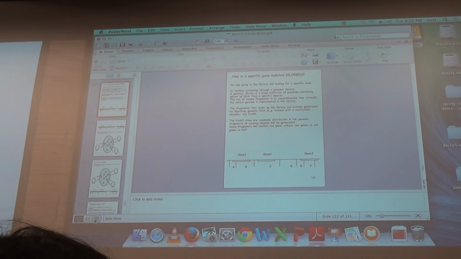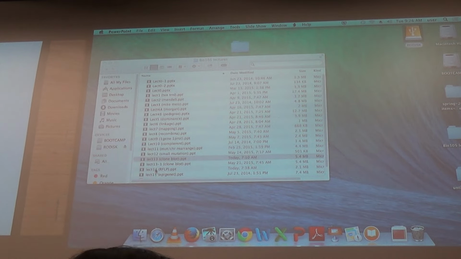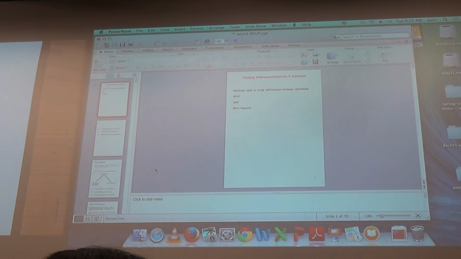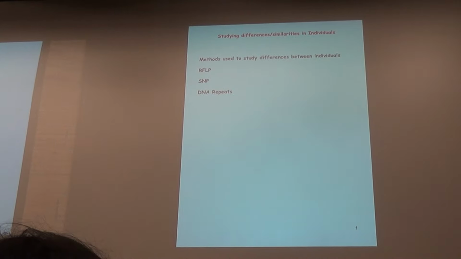Okay, so we've got time, so I'm going to start with the next lecture, but we'll probably go through it one more time again. So we're going to now move more and more into studying individuals and studying the similarities and differences in individuals. So we're now going into what's known as personal genomics.